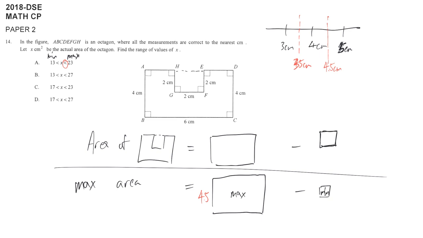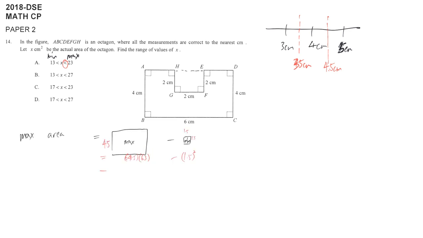So for a similar reason, if this is 6, then we will consider the maximum possible as 6.5. And then for the minimum case, this one is 2. I want to make it as small as possible, so I will consider it as 1.5. If you use a calculator, 4.5 times 6.5, and then minus 1.5 squared, we get 27. So our maximum limit should be 27, and not A and C.